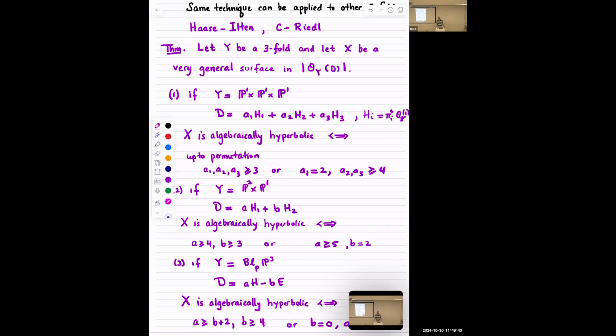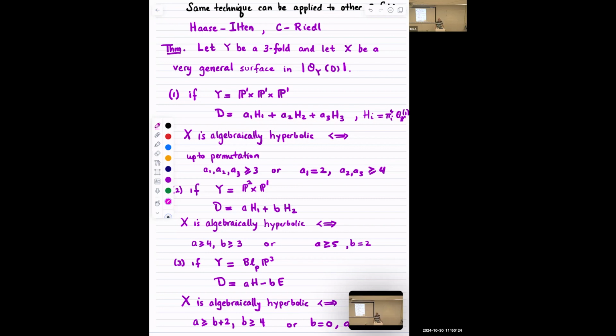If you look at P1 cross P1 cross P1, a surface class you can express as A1 H1 plus A2 H2 plus A3 H3, where H1, H2, H3 are the pullbacks of O(1) from the three natural projections, right? Then the very general X in this linear system is algebraically hyperbolic if and only if, again up to permutation, either all the numbers are greater than or equal to 3, or one number is 2 and all the other numbers are at least 4.